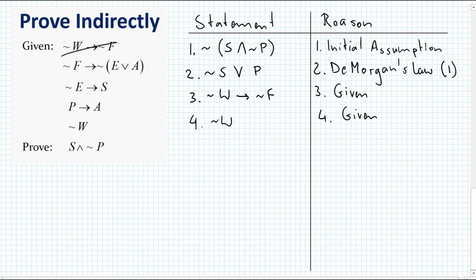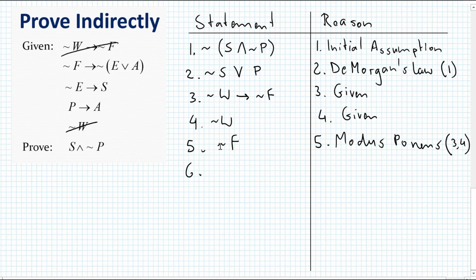Okay, what I like to do is always cross these out so I know which givens I have used so far. And there's something we can conclude now here, okay? We can say that not F is true. And that again is modus ponens. And now we can say 3, 4. Okay. Now for number 6, we know not F is true. So how can we use that? Well, we can use it with the given: if not F, then not E or A. Okay, so let me cross that out.